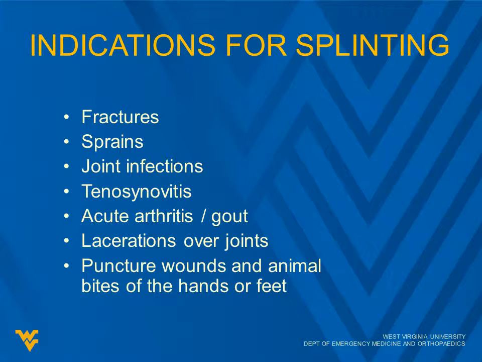Lacerations over joints. This one can be a little counterintuitive, but when you place those sutures, you don't necessarily want them moving the elbow around if it's on the back of the elbow or something. So by placing a splint on there, they can take it on and off. It allows them to not disrupt your suture repair as much.